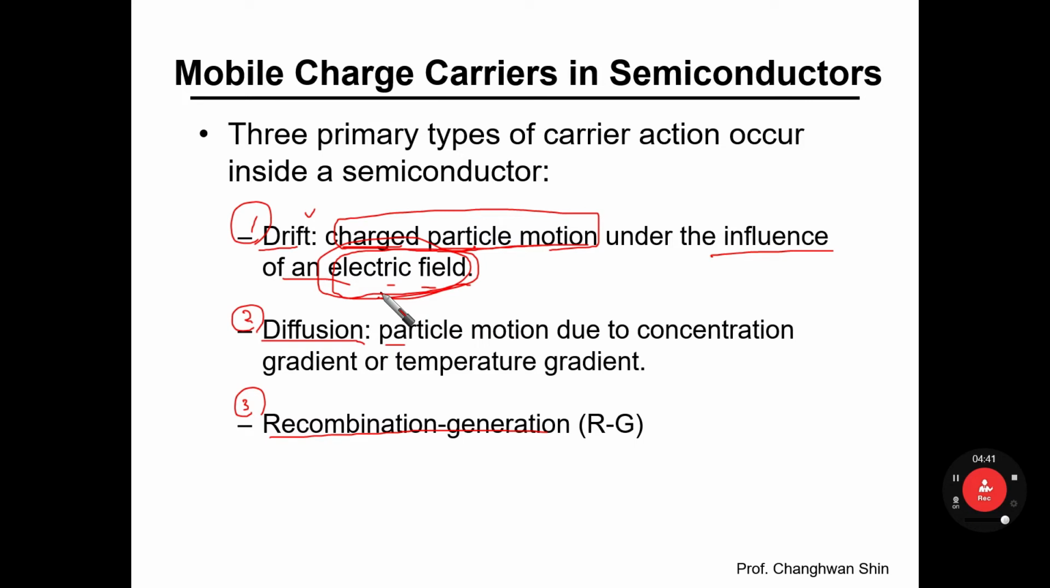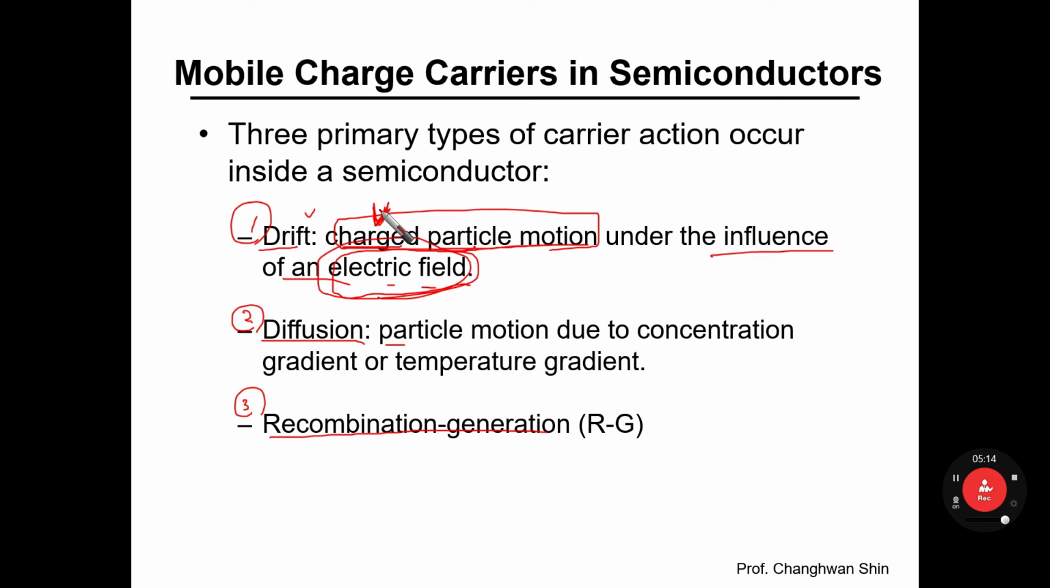So always associate the concept of drift with electric field. The electric field is key to causing drift. However, there is one more condition: whether a certain particle is drifted or not. The answer can be found here: charged particle.